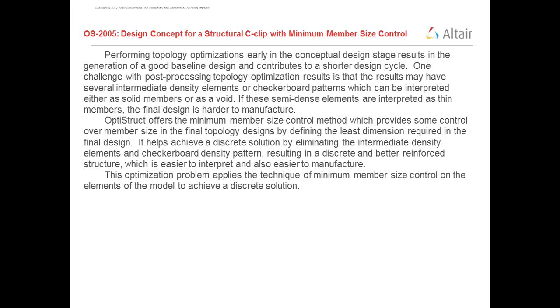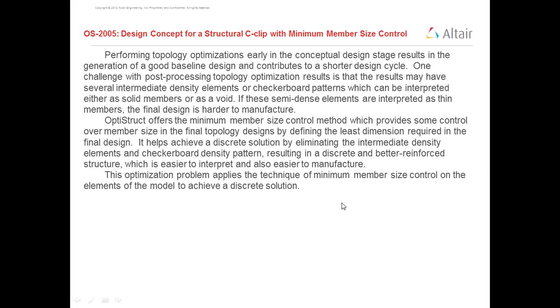There is a small difference between these two. On the same model we'll add one more thing, the minimum member size control parameter, so that the members we get after the topology optimization will be of some minimum thickness, minimum length or minimum width. Performing topology optimization earlier in the conceptual design stage results in a good baseline design and contributes to a shorter design cycle.